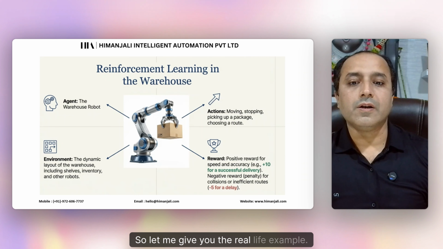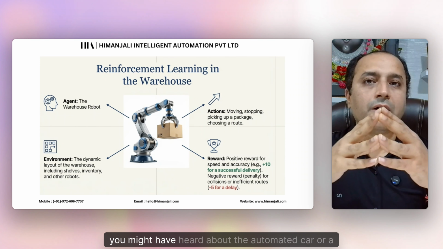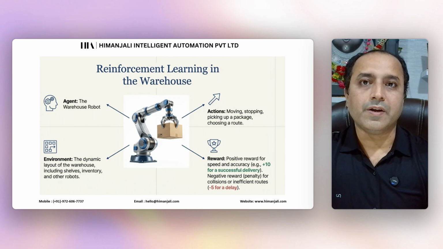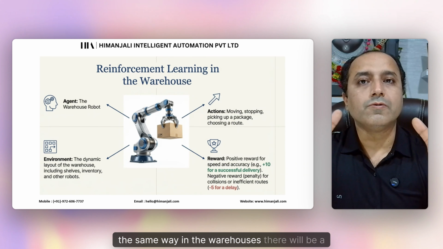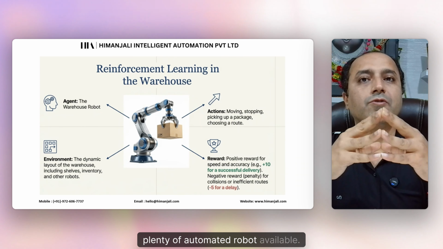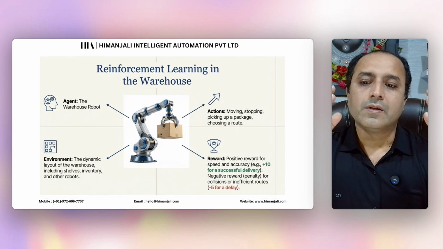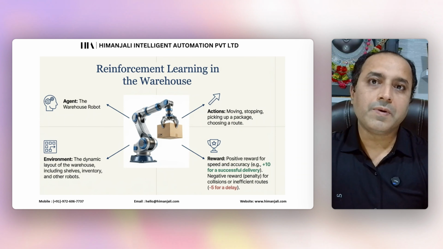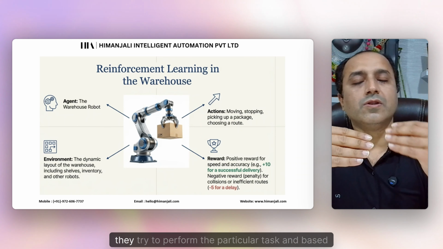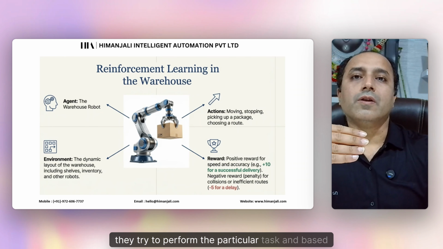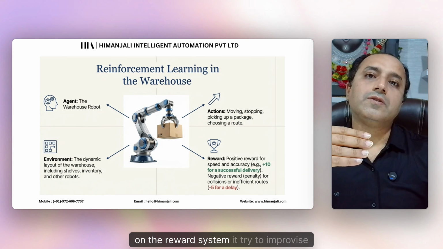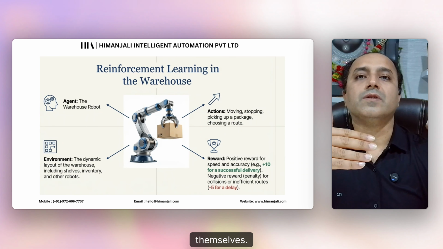So let me give you a real-life example. You might have heard about the automated car or vehicle. In the same way, in warehouses, there are plenty of automated robots available. Those are trained using reinforcement learning. When they come into the environment, they try to identify the situation, they try to perform the particular task, and based on the reward system, they try to improve themselves.